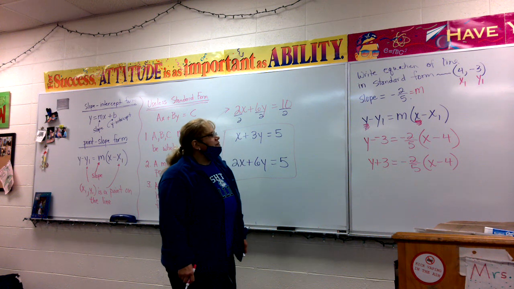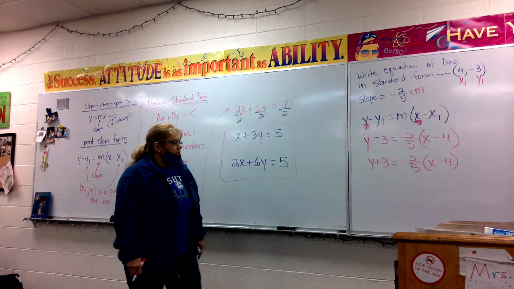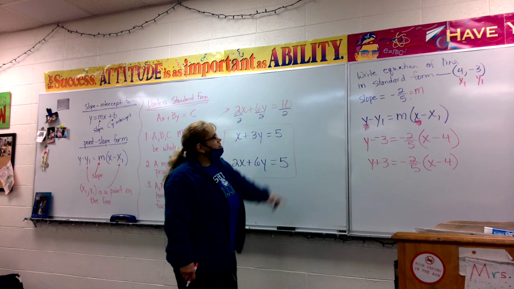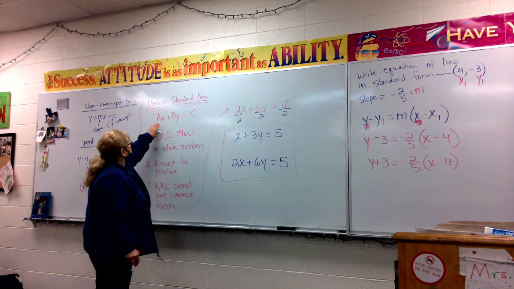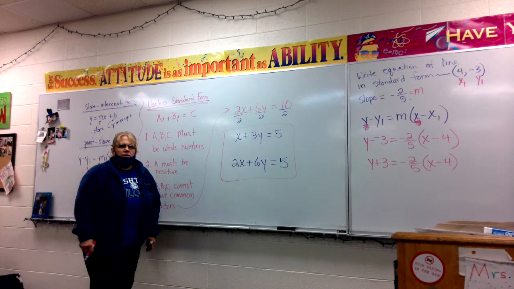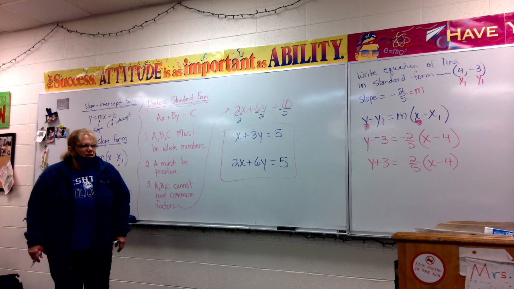If we could leave it in point slope form, that would be good. But it says we need to write it in standard form. That means get it to look like something x plus something y equals some number.